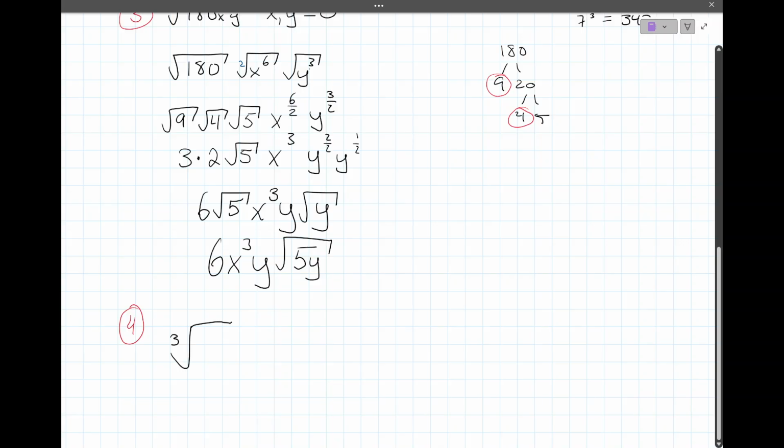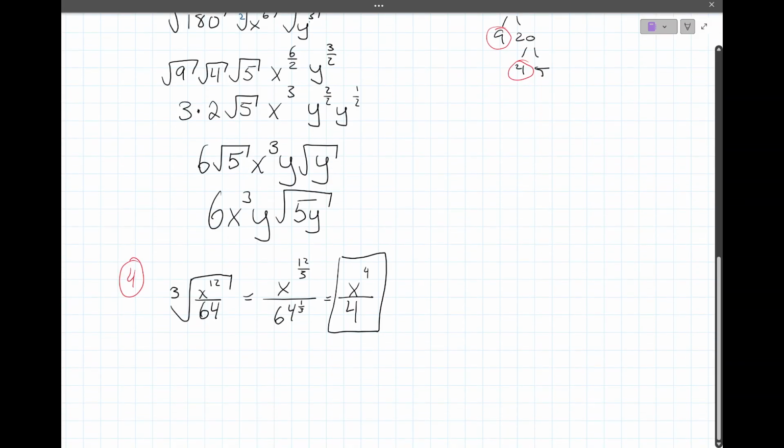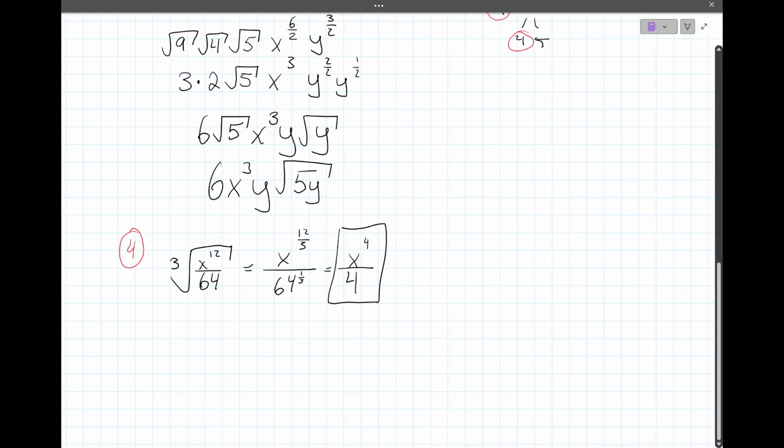So I'm going to have the cube root of x to the 12 over 64. And I know that this is going to be x to the 12 over 3. And this will be 64 to the 1 over 3. I know that 12 divided by 3 is x to the 4. And 64 to the 1/3 is going to be 4, right? That the cube root of 64 is 4. And that's it. That's the answer, right? So I can just find those groups, make it happen. I'm just applying that root separately to the numerator and separately to the denominator. All right, good. So that's that simplifying radical portion there.